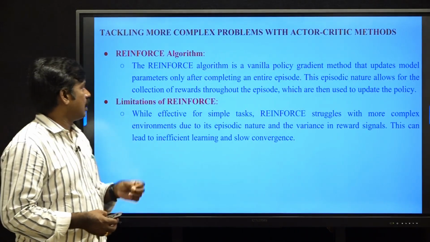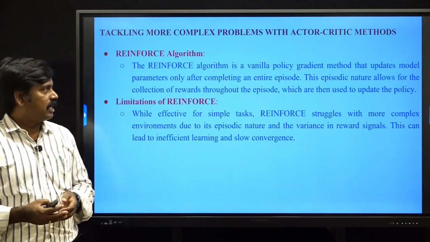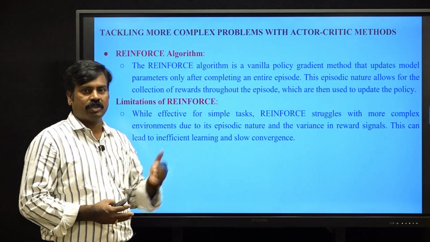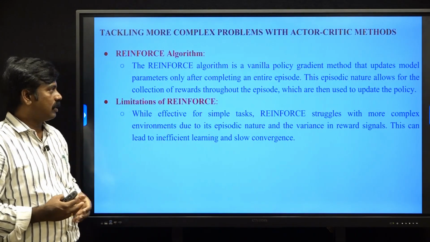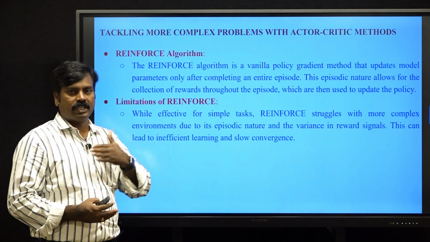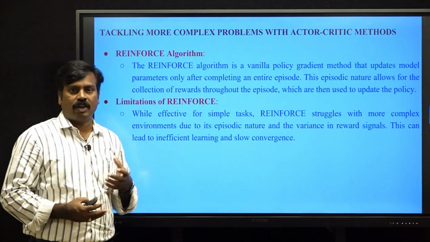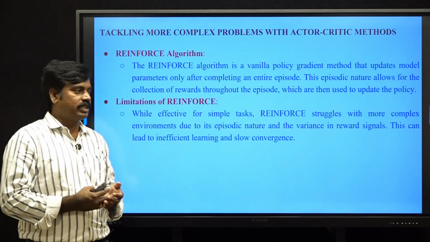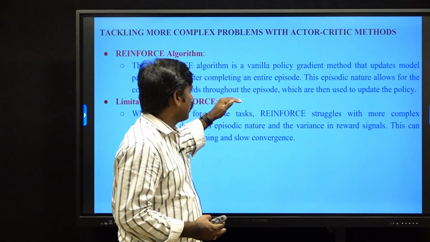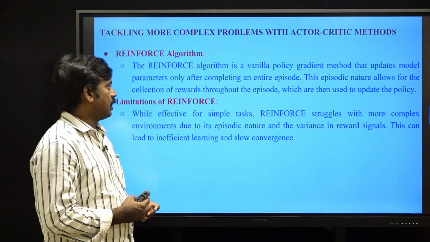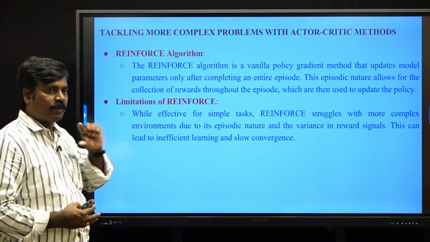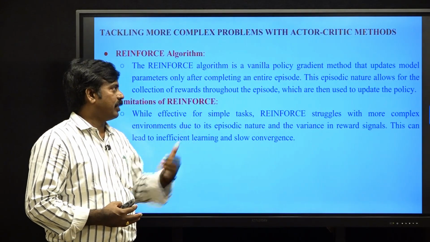The REINFORCE algorithm is a policy based learning algorithm. Here we update the parameters after the entire episode is executed. An episode means going from the starting stage to the ending stage. We update the parameters after completion of the episode, so REINFORCE is an episodic type of algorithm. The problem is that the learning is slow and the variance of the rewards is very high.